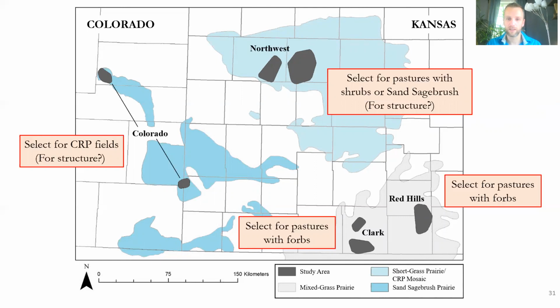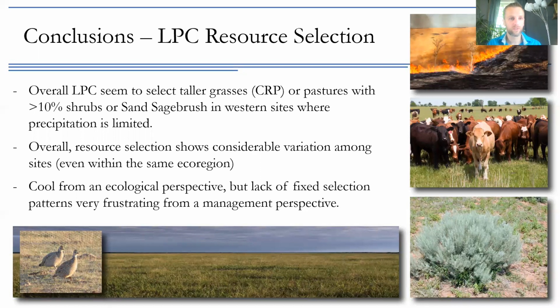However, we see a different pattern in the Clark and the Red Hills on the right bottom here, where at both sites they selected for pastures with forbs. So maybe structure is not as limited at those sites, and forbs are potentially much more important as a food source. So, conclusions: we've seen that overall Lesser Prairie-chickens seem to select taller grasses or pastures with at least 10% shrubs or sagebrush in the western sites where the precipitation is limited.